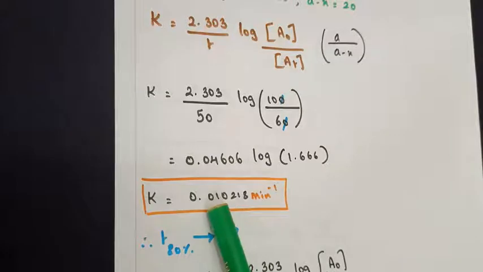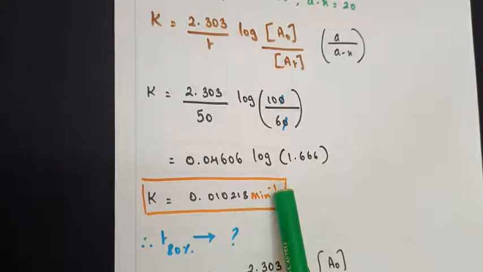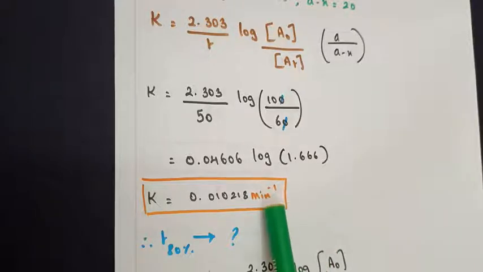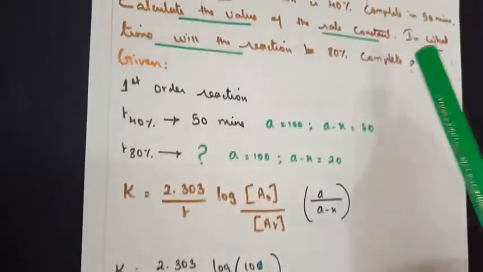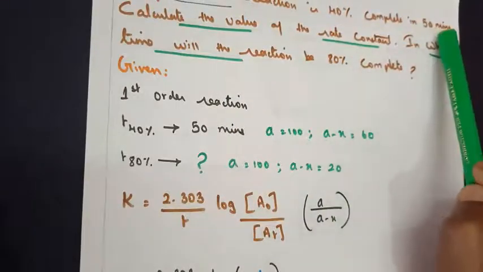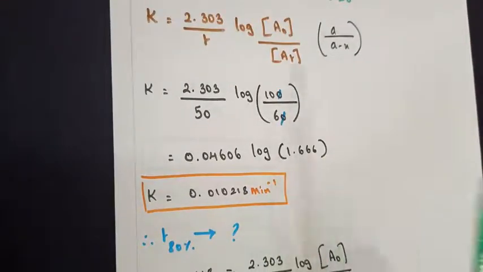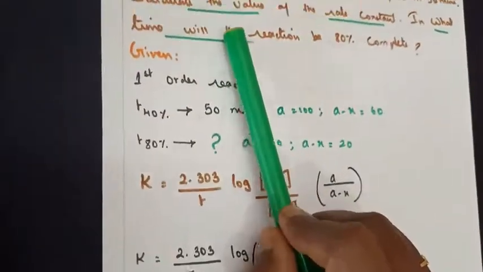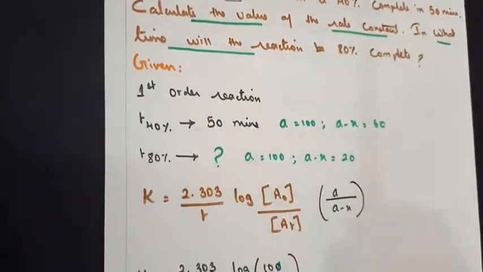So the k value we get is 0.010218 minute inverse. Why are we writing minute inverse? The video on the unit of rate constant I have explained clearly. For the first order, it's second inverse if second is the time given. Since the question is given in terms of minutes for us, we are writing minute inverse. So for the first condition, you have calculated the value of the rate constant.